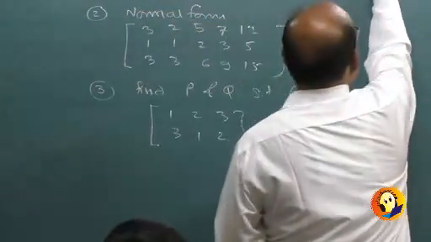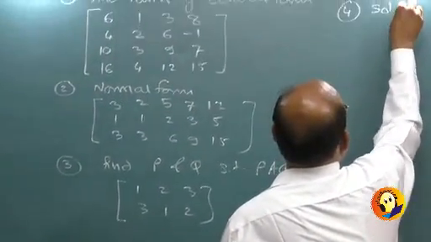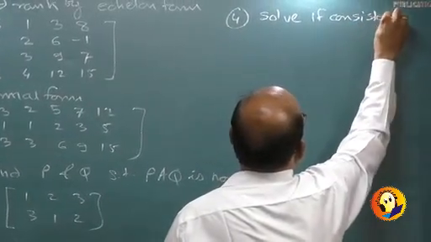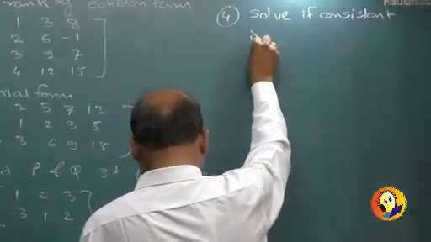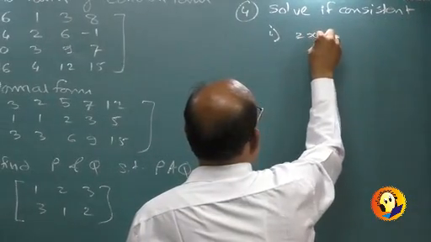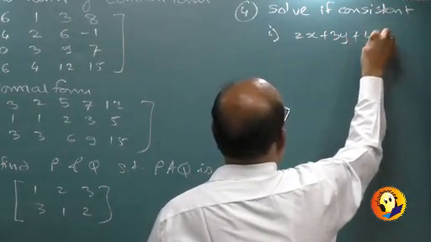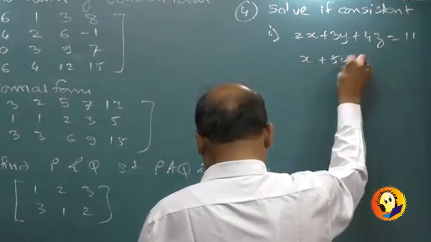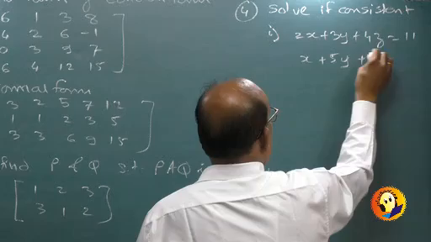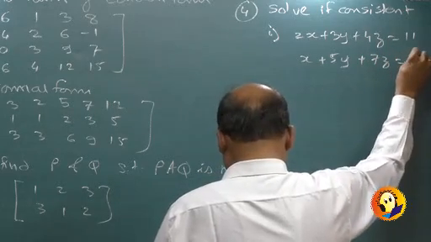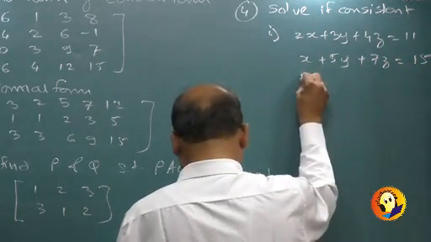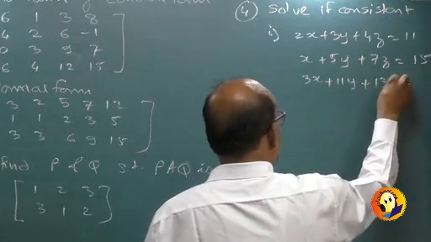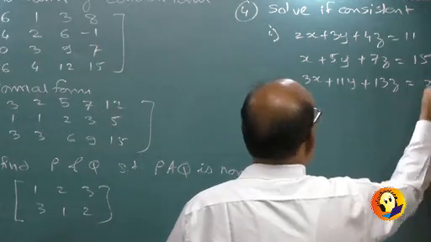Fourth one, solve if consistent. Two x plus 3y plus 4z equal to 11. X plus 5y plus 7z equal to 15. 3x plus 11y plus 13z is equal to 25.